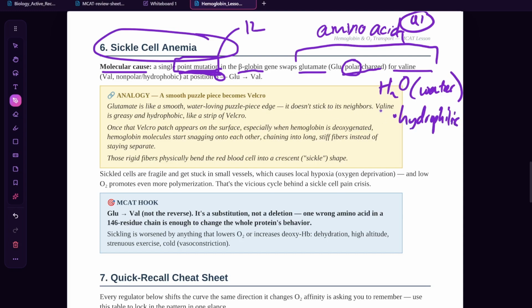And so it doesn't stick to its neighbor. Valine is greasy and hydrophobic, right? Remember in normal science class, they'll say oil doesn't like water and they don't associate with each other. It's hydrophobic, it has a phobic. It doesn't associate with water. Once that happens, it's like a strip of Velcro.